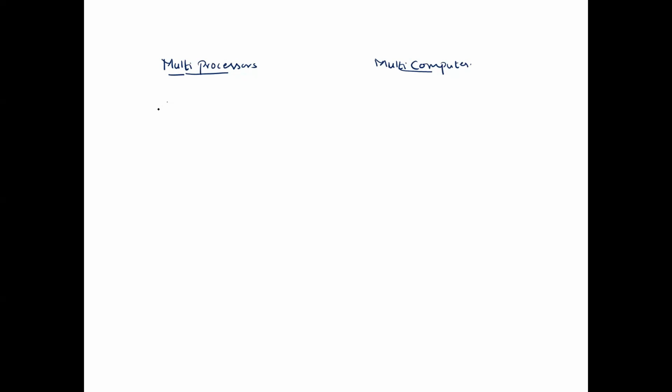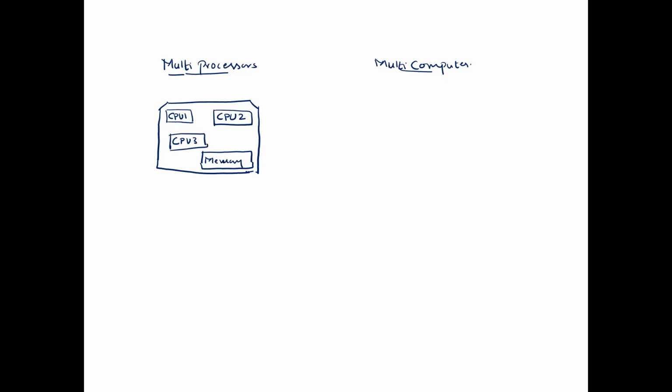So if I draw the multi-processor system, how it looks in a block diagram. We have many processors: CPU 1, CPU 2, CPU 3, like this. And there will be only one common memory among the processors. So this is our memory, right? We have multi-processors, CPUs, and we have a single memory.